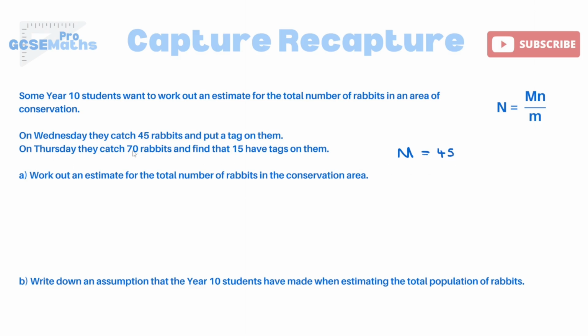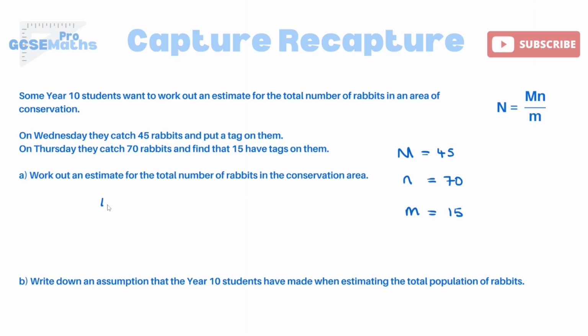Then on Thursday, they catch 70 rabbits. So that's the number caught the second day. And find that 15 have tags on them. So that's lowercase m, the number that actually were tagged the second day. Work out an estimate for the total number of rabbits in the conservation area.